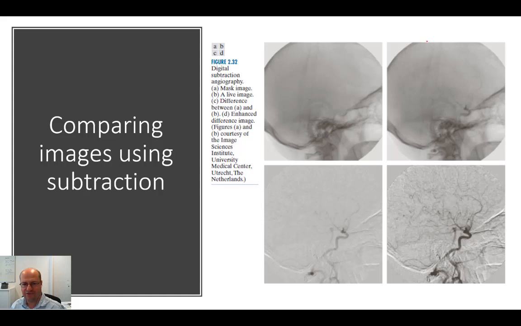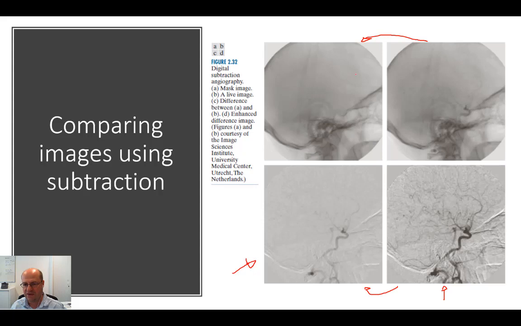Let's say C is the difference between A and B. Subtracting this one from that one, I get this stuff here. And D is an enhancement. This image is an enhancement of that image.